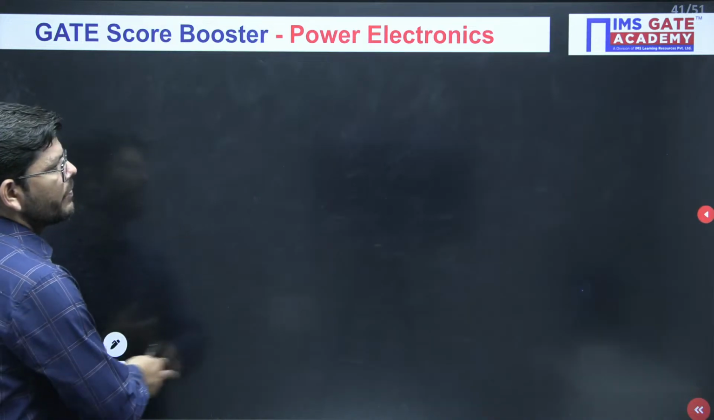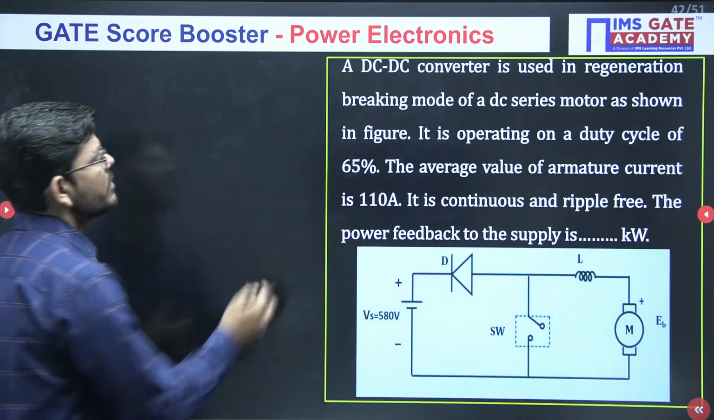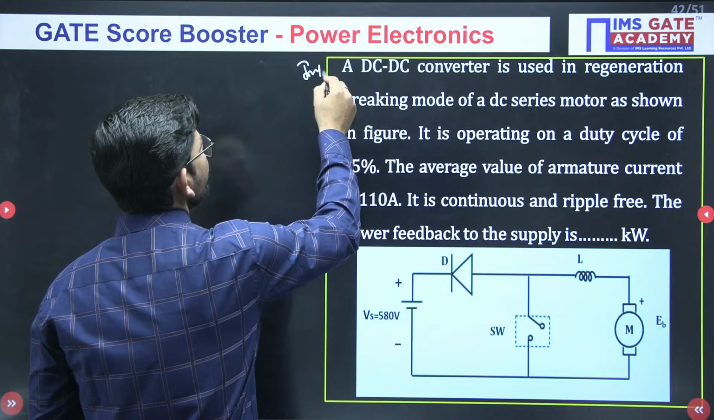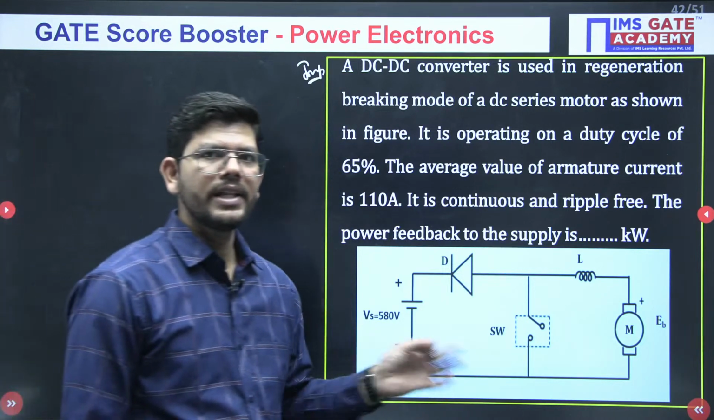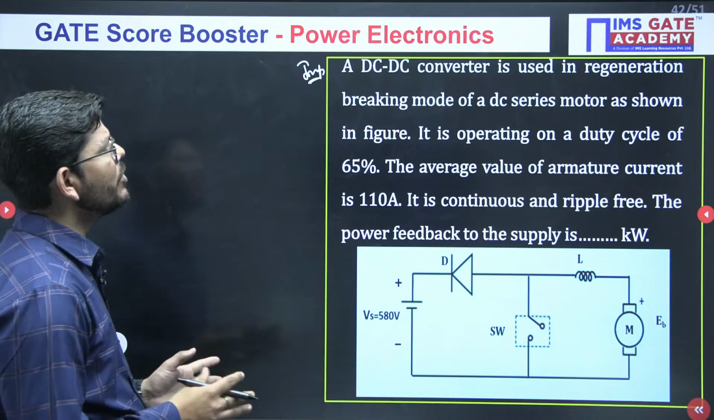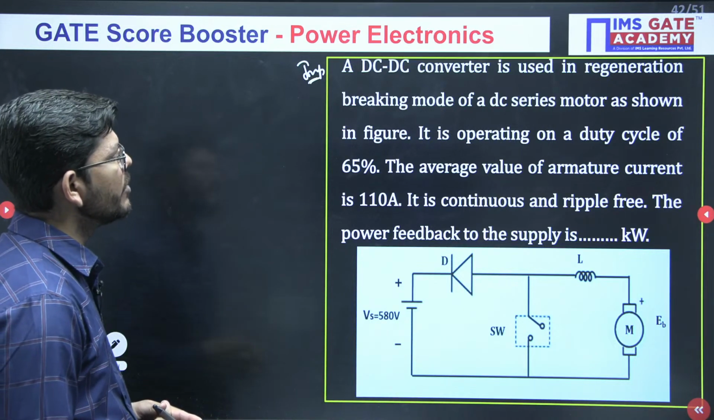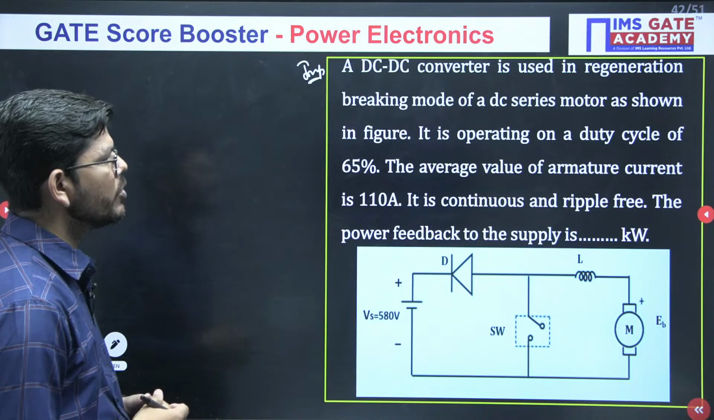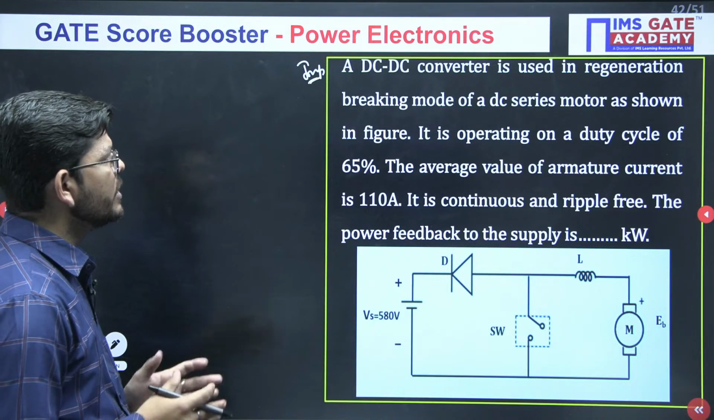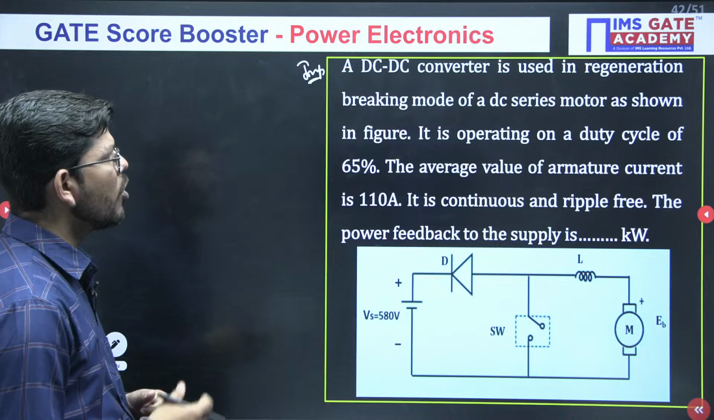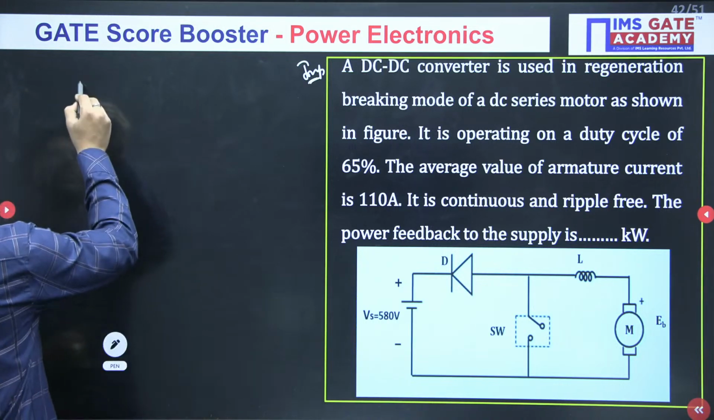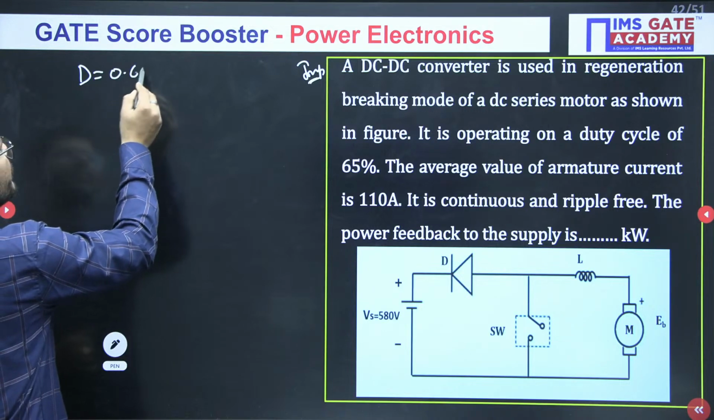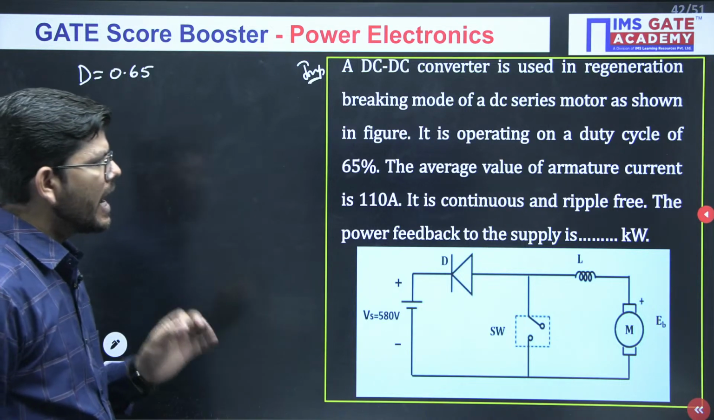Now after that, this is also a very, very important question and this should come in the GATE exam. What is given here in this question is, a DC to DC converter is used in regenerative braking mode of a DC series motor. As shown in the figure, it is operating on a duty cycle of 65%. Duty cycle is 65%, which means 0.65.